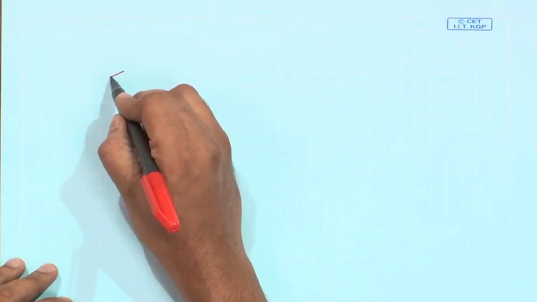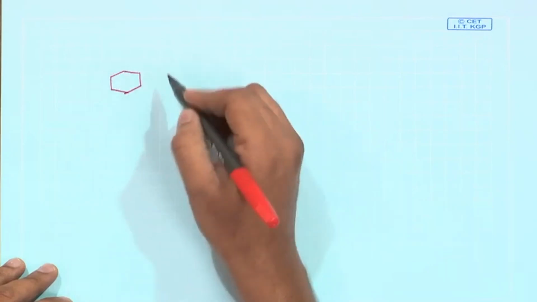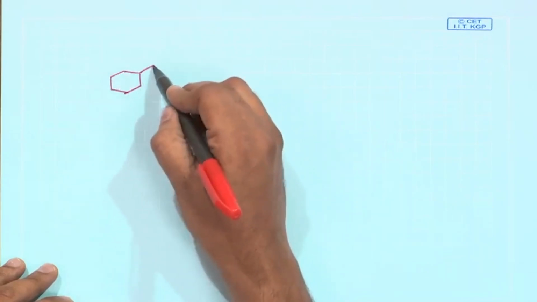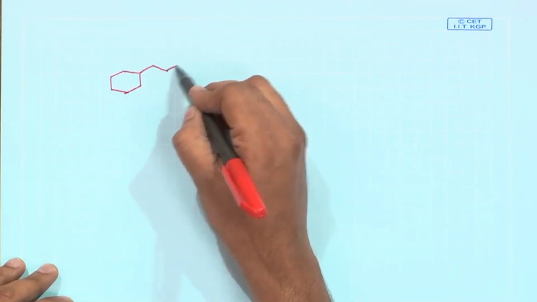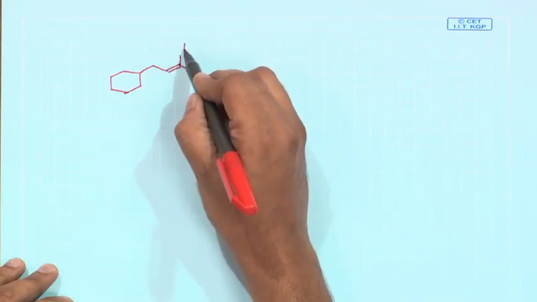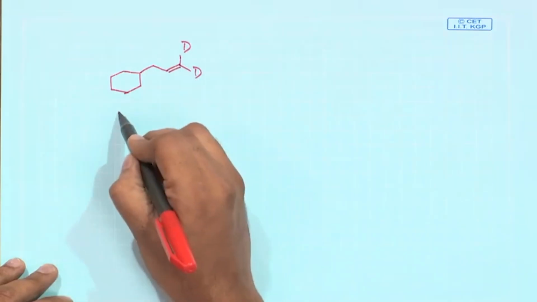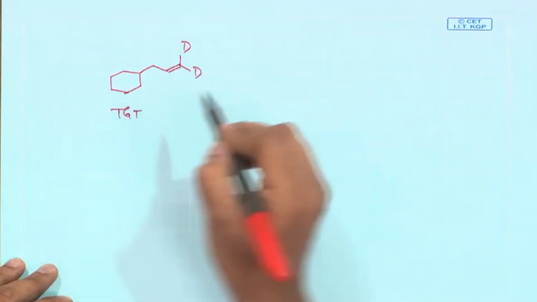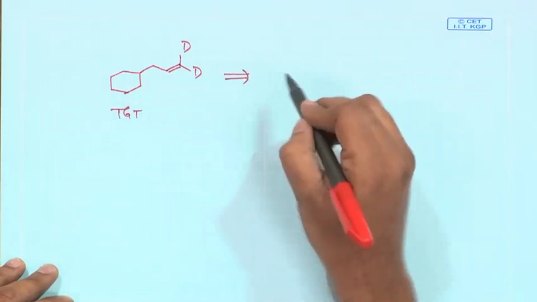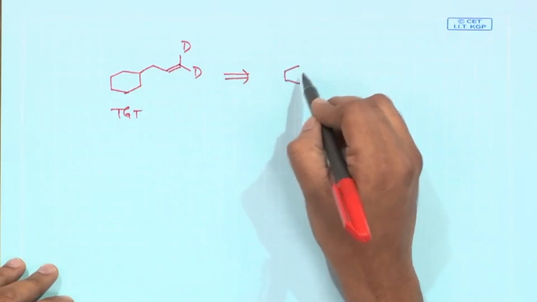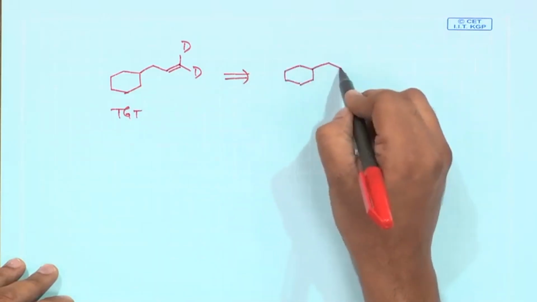In the same line, we will now discuss another related problem based on appendages disconnection. We will give you a target molecule whose structure is this. The starting material was also given to you.